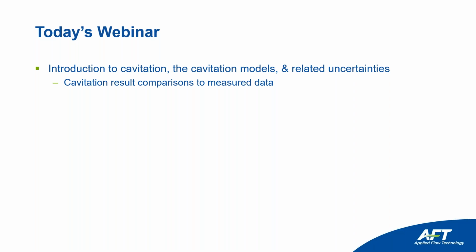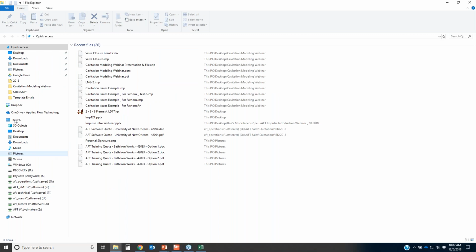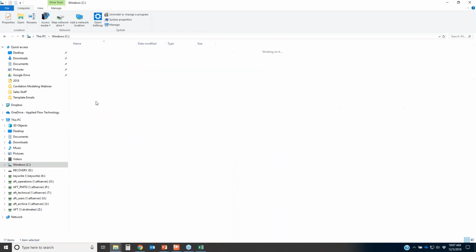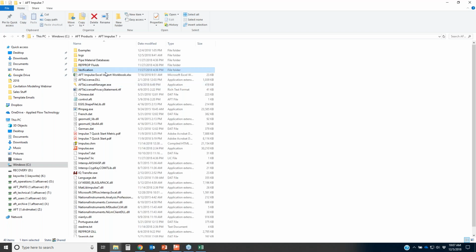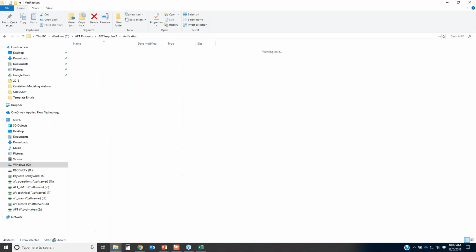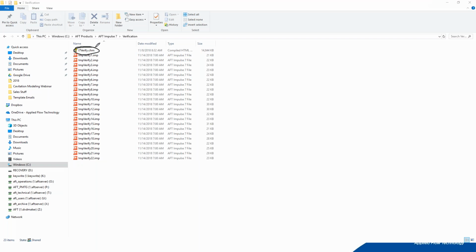And I'll show you where you can actually find that yourself in AFT Impulse, which I'm actually going to show you right now. If you were to install AFT Impulse, including the demo version, if you went to where it was installed, which is typically on the C drive, in the AFT products folder, and then the AFT Impulse, there's this verification folder right here. And if you open up the verification folder, it contains a verification help file that you can open up, as well as a, I guess I'm probably not, you may not be able to show my screen.